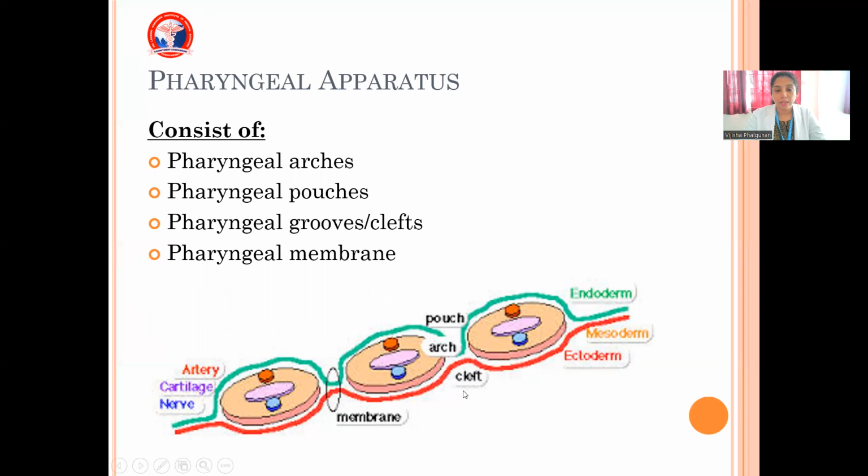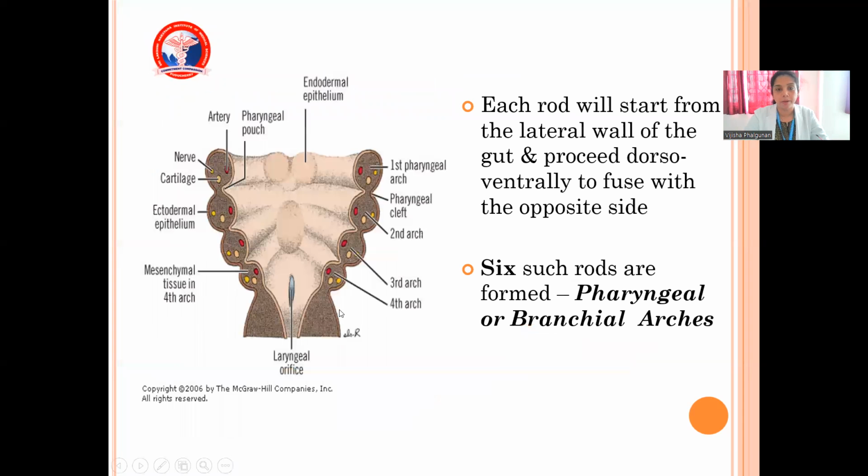Externally, something happens. The ectodermal germ layer in between the arches gets a dip. That is a little sharper compared to the pouch. So you call it an ectodermal cleft or pharyngeal groove. Between the arches, you have a membrane, which you call the pharyngeal membrane.